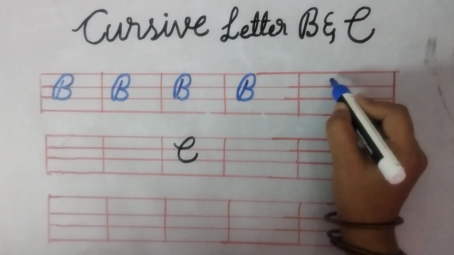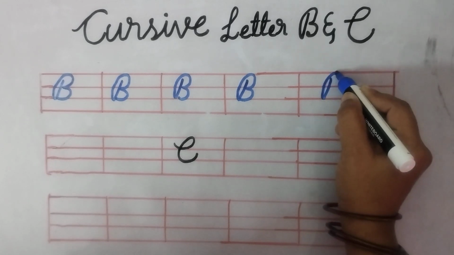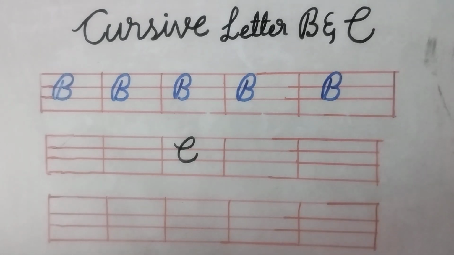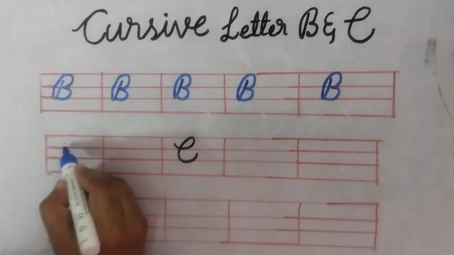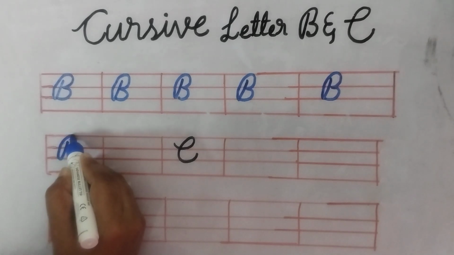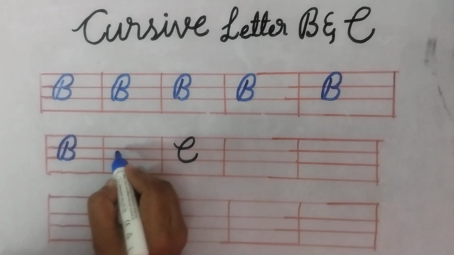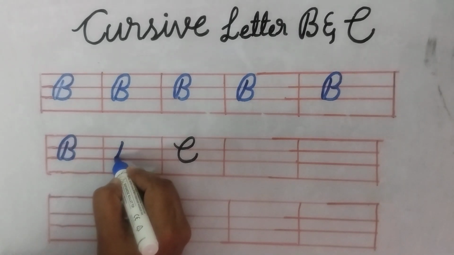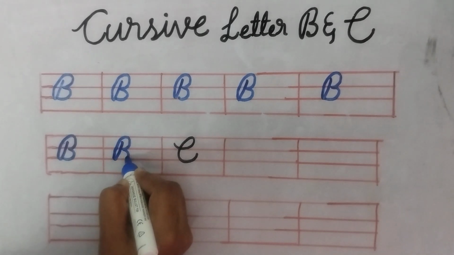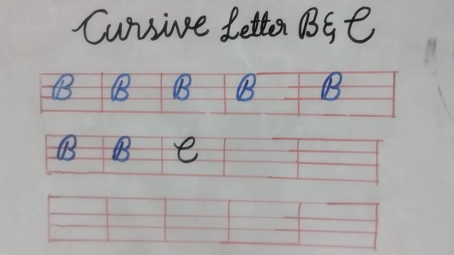B for bat. So B for ball. So B for bird. B for butterfly. B for butterfly. Okay.